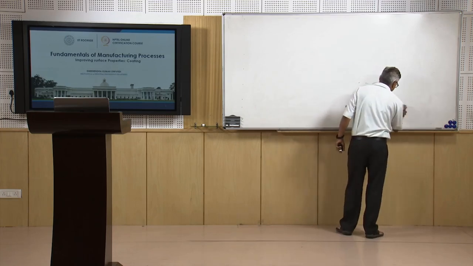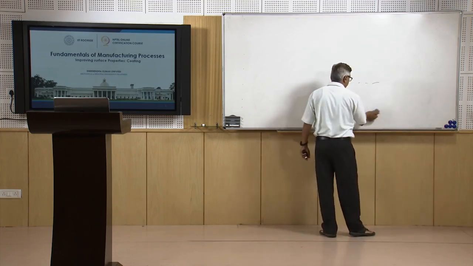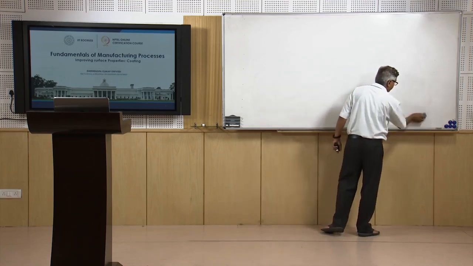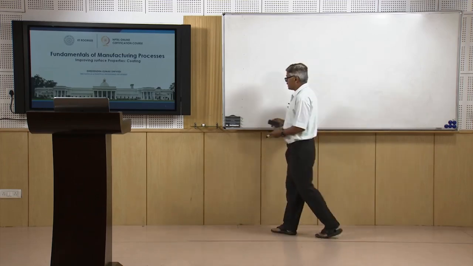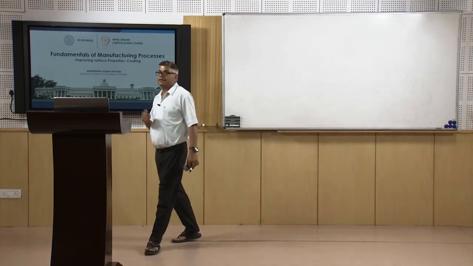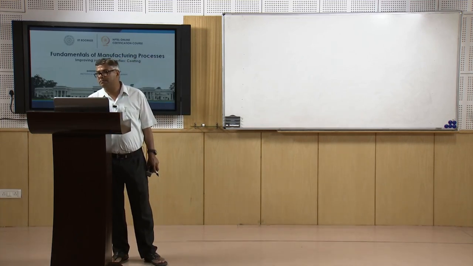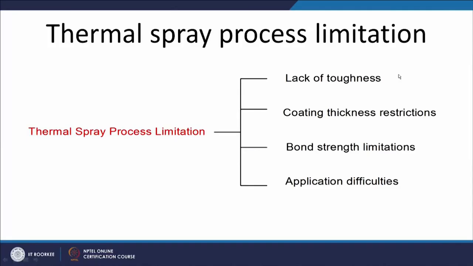These coatings, when they are deposited, do not always perform well. They suffer some limitations also, and the common limitations of thermal spray coatings include limited fracture toughness, limited toughness. Basically most of the time these coatings are hard and brittle, but they can be soft also. So these coatings mostly suffer with toughness. Then there are thickness restrictions: hard materials can be coated to very low thickness levels, while soft materials can be coated to a very thick level.